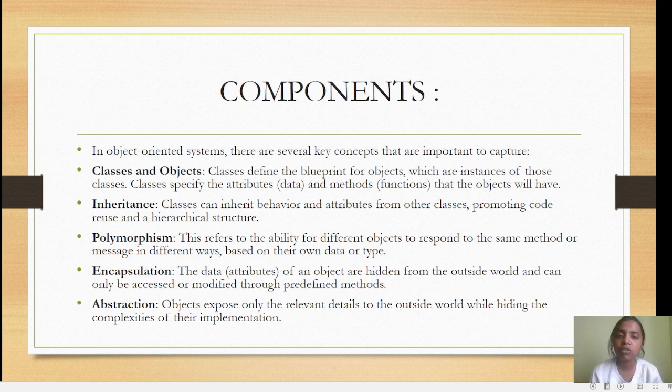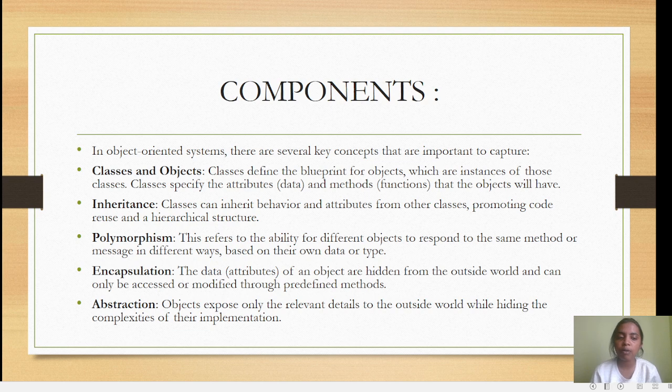Let me look over the components. What are the components we see here? In an object-oriented system, there are several key concepts that are important to capture. Let me look first at classes and objects. Classes define the blueprint for objects, which are instances of those classes. Classes specify the attributes, data, and methods, functions, that objects will have. Classes are mainly used for specification of the data and attributes as well as functions.